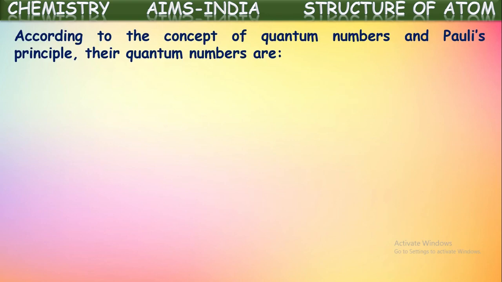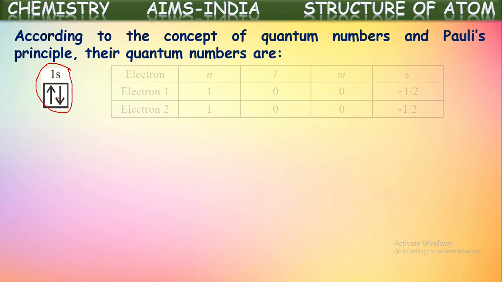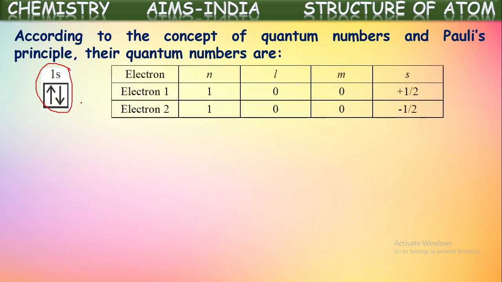According to the concept of quantum numbers and Pauli's principle, the quantum numbers of these two electrons can be written like this. This is a diagrammatic representation of the electronic configuration of helium. These are the two electrons, one with the clockwise spin, the other with the anti-clockwise spin. Now, if we write the quantum numbers for these two electrons, we get them like this.